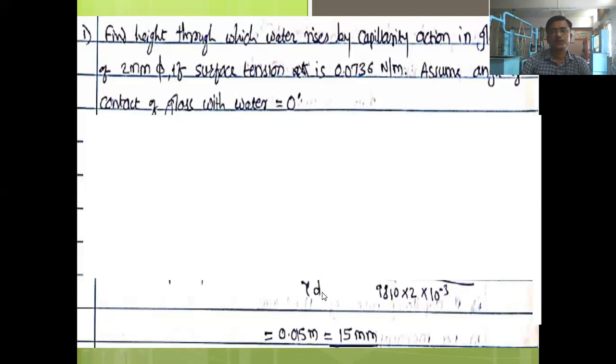4 into sigma, that is 0.0736, into cos 0, divided by gamma for the water. What is the value of gamma W? 9810 Newton per meter cube, correct. So divided by 9810 into diameter 2 into 10 to the power minus 3. What is the answer? 0.0150. Okay, I will take your attendance.